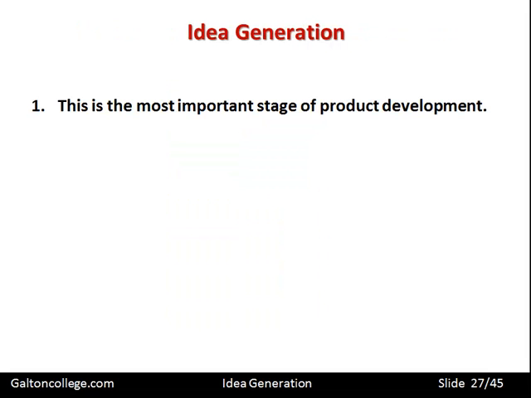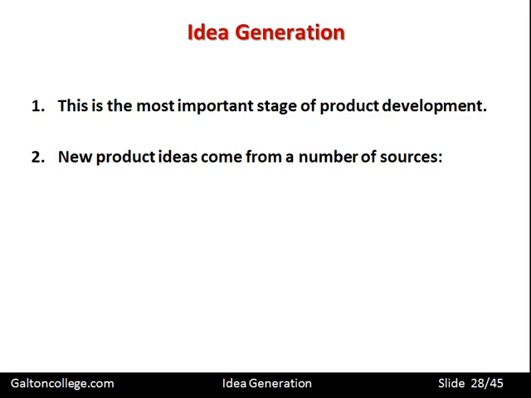The idea generation, this is the most important stage of product development. New product ideas come from a number of sources. A new idea could come from research and development. It could be an accident in a laboratory, or an accident in some sort of research and development facility. Many ideas, many things we use have come about through accidental discovery.